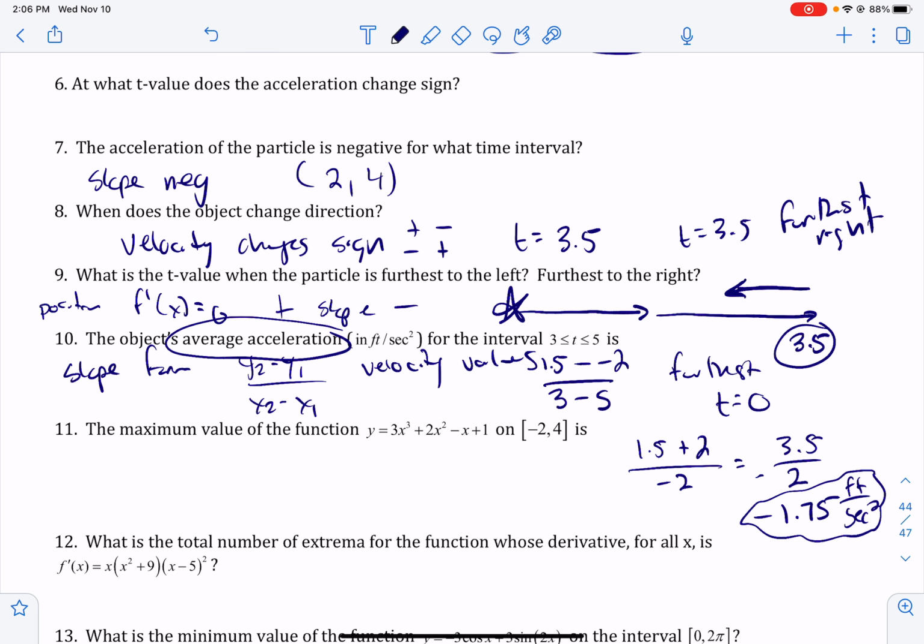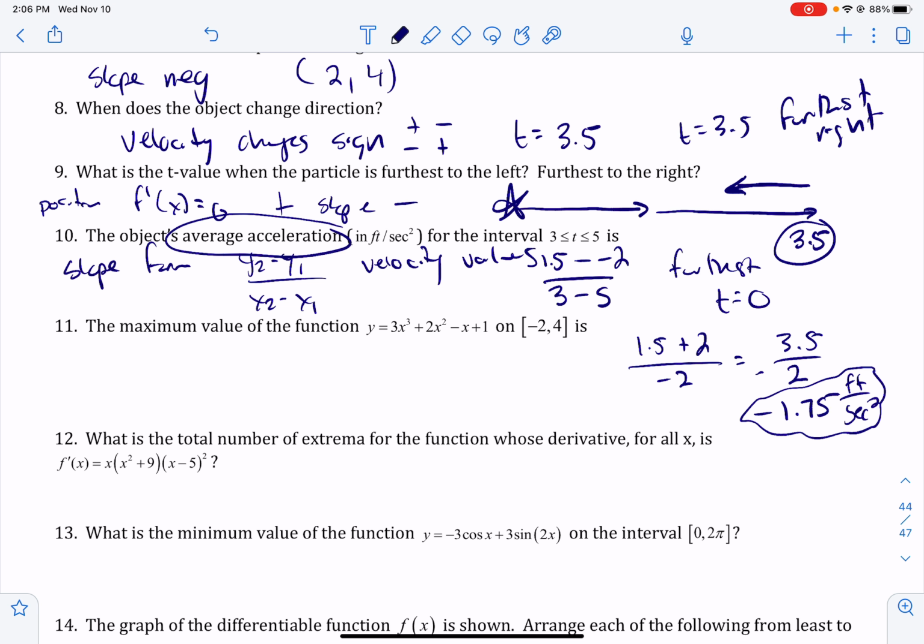Okay, number 11. We can kind of move on from the graph. The maximum value of the function on -2 to 4 is. Okay, so it gives us a function.